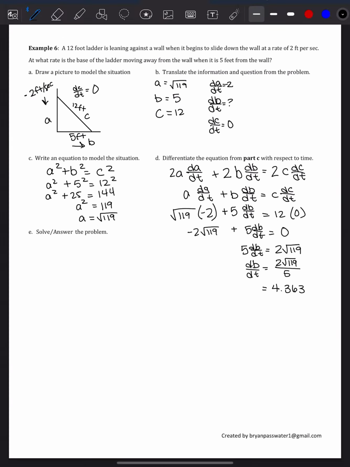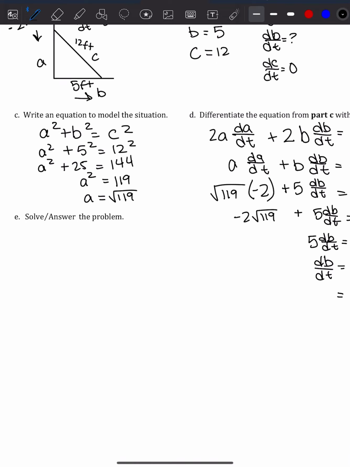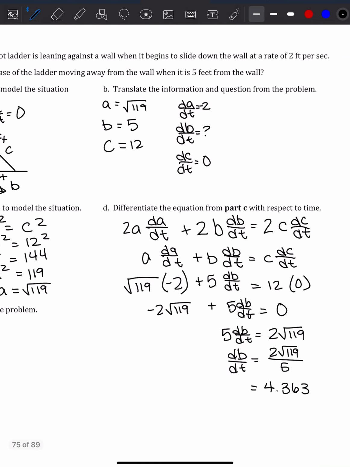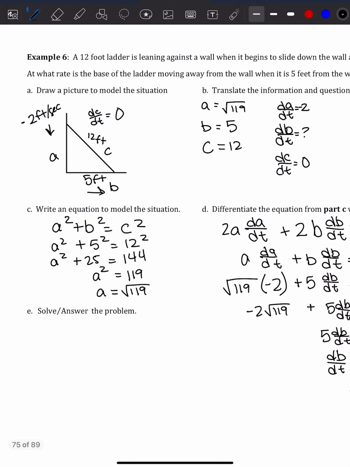So our last part is solving and answering the problem, which is what we just did. The rate the base of the ladder is moving away from the wall is 4.363 feet per second when the ladder is 5 feet from the wall.